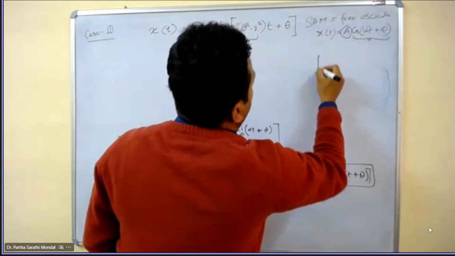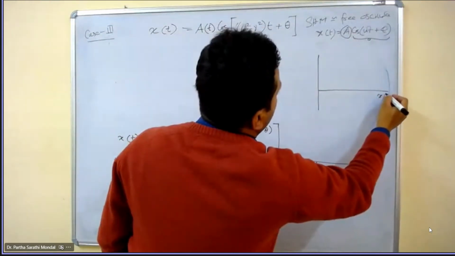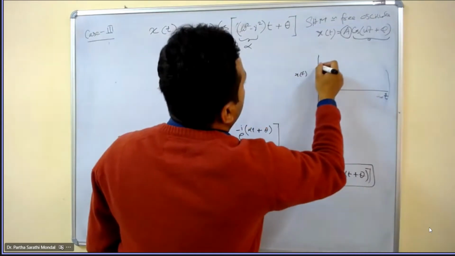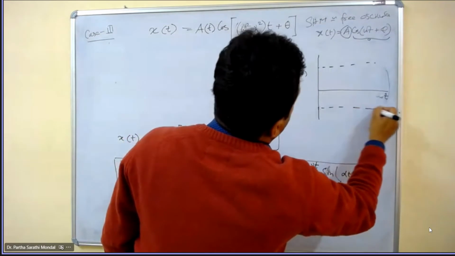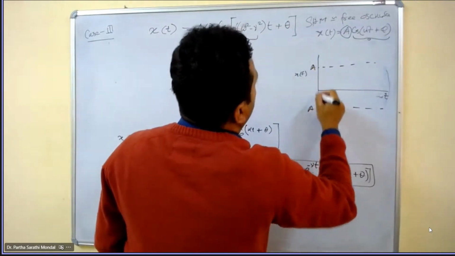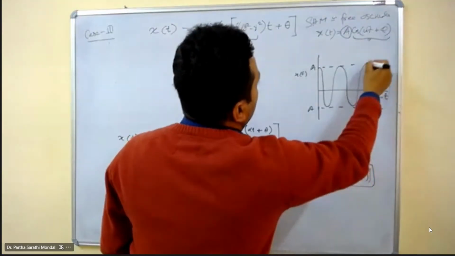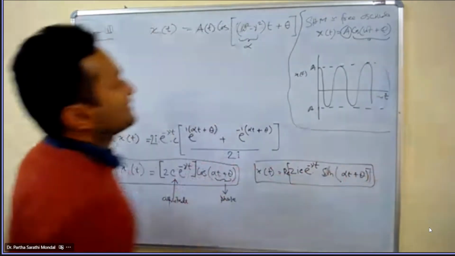That means if I plot the oscillation for simple harmonic motion, so this is x, this is t, and this is x(t). If you plot it, the oscillation amplitude is fixed. That means it will swing between A and minus A. So this is the implication of simple harmonic motion.